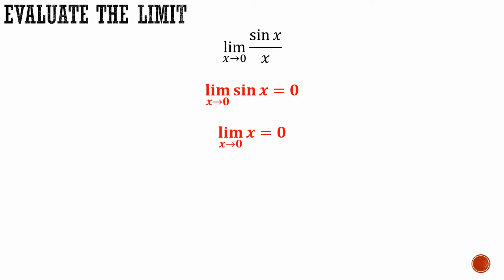Now, please understand that you do have to show this step. You do need to show that the limit of the top is 0 and the limit of the bottom is 0. You must show that as two separate steps in the process. So again, once they both equal 0, we're in indeterminate form. We have 0 over 0.